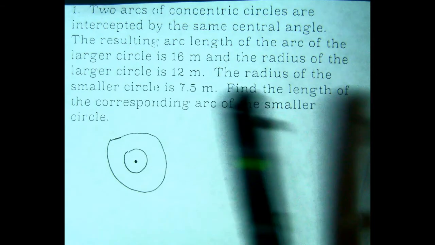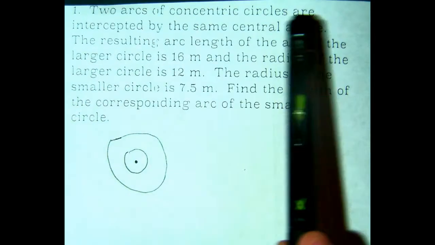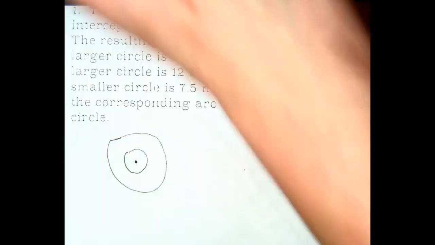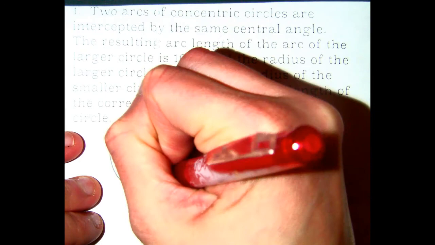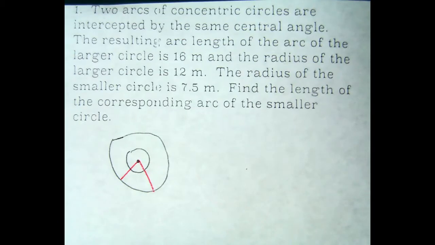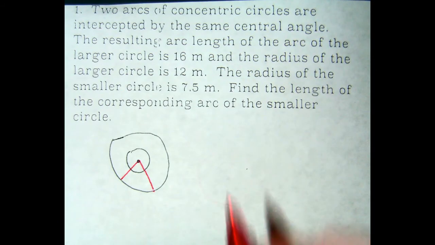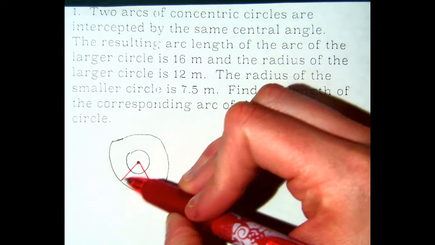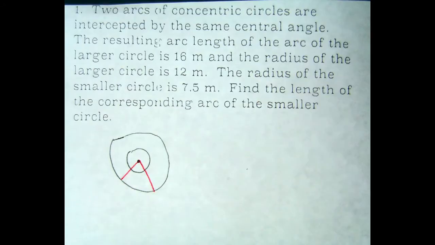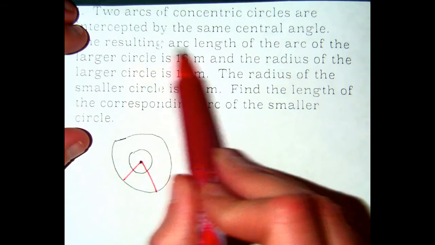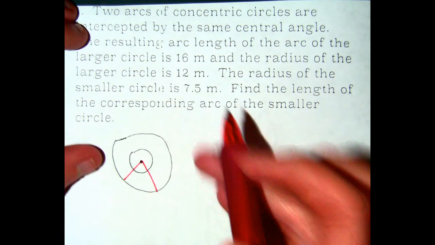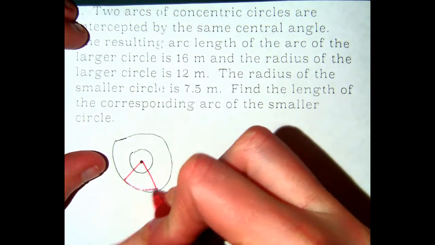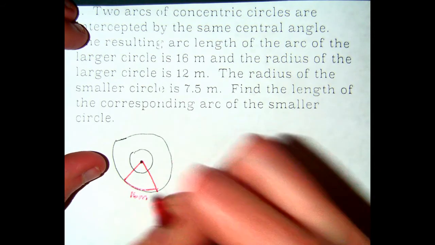Alright. It says 2 arcs of concentric circles are intercepted by the same central angle. That means there is one central angle. Of course, these would be congruent because it actually would look like a circle. The resulting arc length of the arc of the larger circle is 16 meters. This arc is 16 meters.